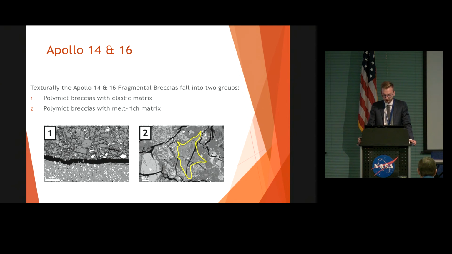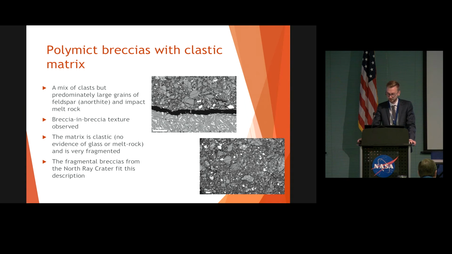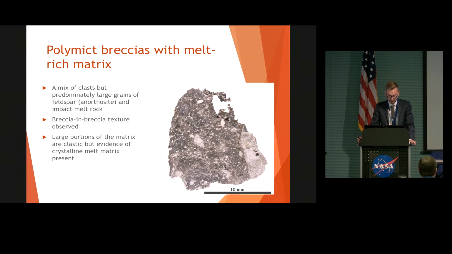Within the Apollo collection that we've sampled, we see two distinct groups: the Polymict Breccias with a clastic matrix, as seen in photo 1, and the Polymict Breccias with a melt-rich matrix, as seen in photo 2. The Polymict Breccias with a clastic matrix similarly have an impact melt rock class as well as an anorthosite class. However, within that matrix, it is solely clastic, with no evidence of melt acting as a binding agent.